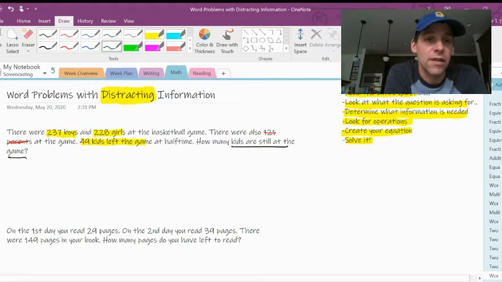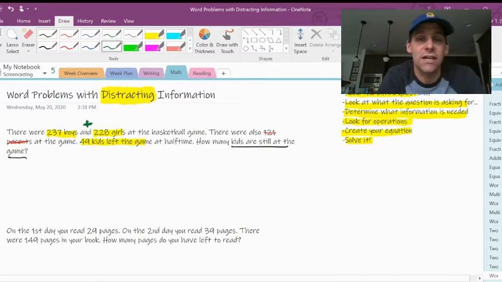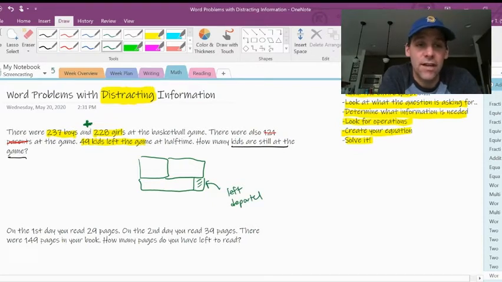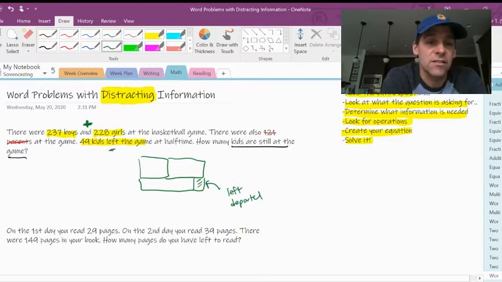So here, I know that I have those two. It doesn't say much about that, but it does seem like they're probably combined, because they were both there at the game. I can visualize that there's some boys, some girls, and then eventually there's this group that left the game, left as in departed, if I were to create a visual for it. And that 121 parents doesn't fit into this, so I crossed it out. The left the game gives me an idea that this is going to be subtraction.